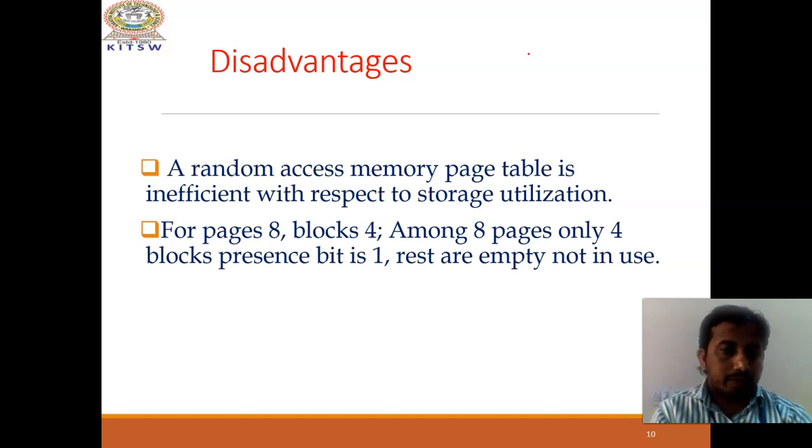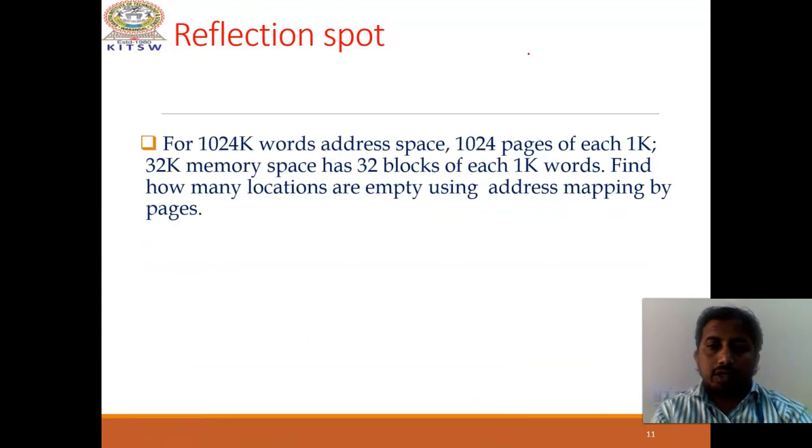Virtual memory is a large memory, remember this concept, and main memory is a smaller memory. So one part of the data, if you take it from the virtual memory, how it will be fed to the main memory, that would be the mapping. The disadvantage is that random access memory pages are inefficient with respect to storage location. For pages like page 8 and block 4, the presence bits are not empty. Suppose for a 1024K address space, 1024 pages of 1K, and 32K of memory space. Find how many locations are empty using address mapping by pages.